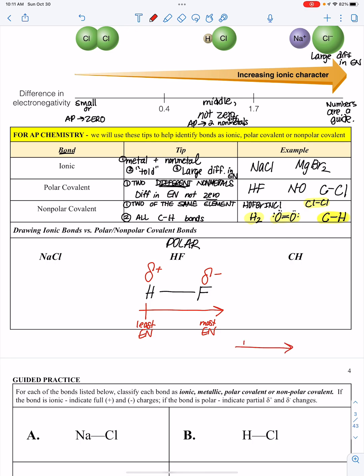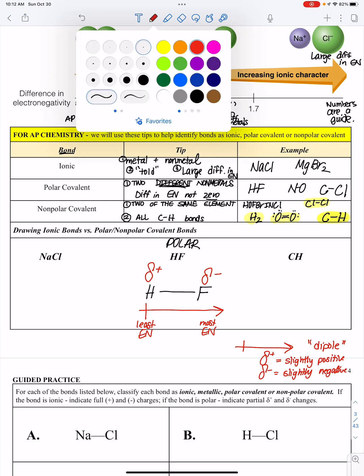So this arrow is to represent what's known as a dipole. Pole, like two ends, positive and negative. Delta plus means slightly positive end. And delta minus is slightly negative end. This is only for polar molecules.